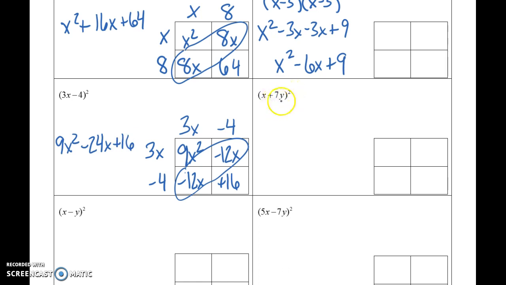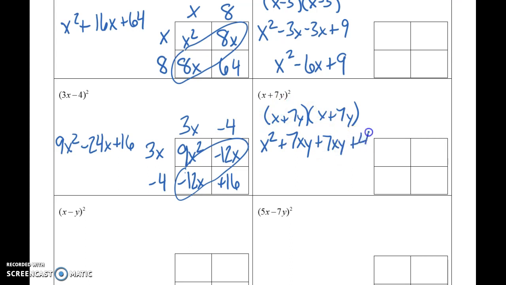Sometimes you have variables at the back, or for the second term of your binomial, and that's okay. It works the same way. So I'm going to FOIL this one. x plus 7y times x plus 7y. So x squared plus 7xy. When you have two variables, you put them in alphabetical order. Plus 7xy plus 49y squared. And then combine your two middle terms. I call those your OI because they came from your outside and your inside. So your OI is always going to be like terms.